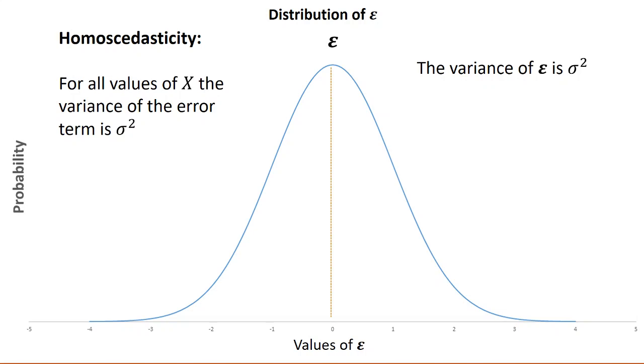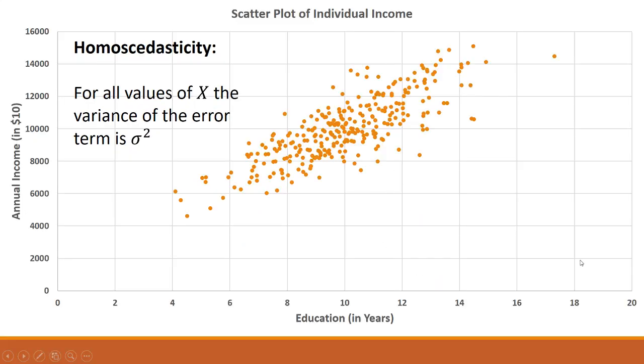Okay, so what does that look like? Homoscedasticity is that for all values of x, all values of the independent variable, the variance of the error term is sigma squared. That means we have one single distribution, where the variance of this distribution is sigma squared, and for all the different values of x, epsilon has the exact same distribution. It looks like this no matter what value of x you have.